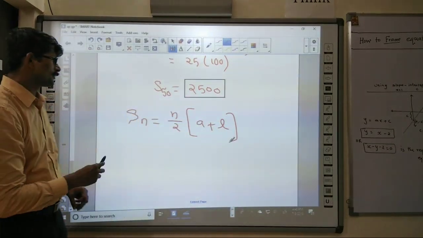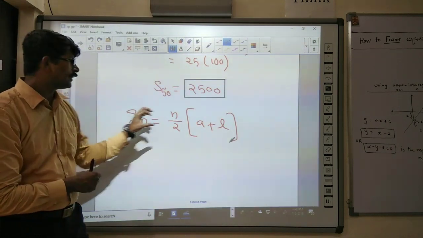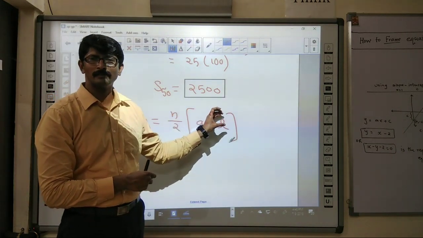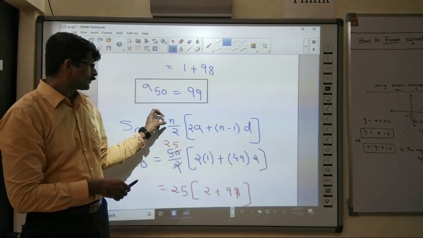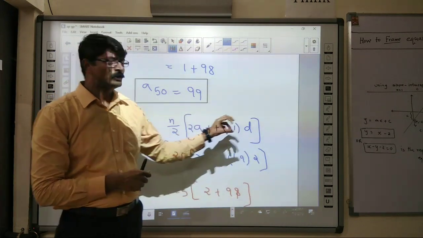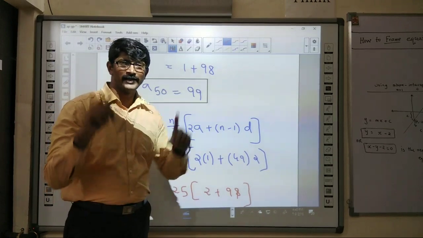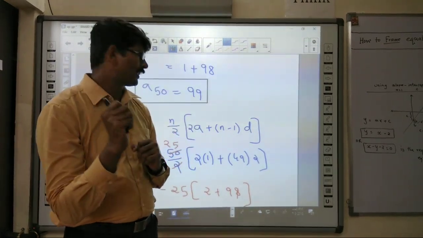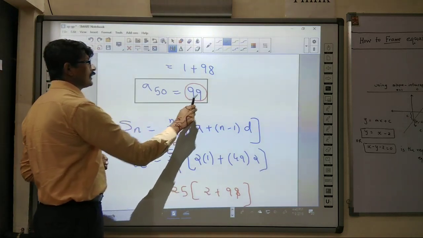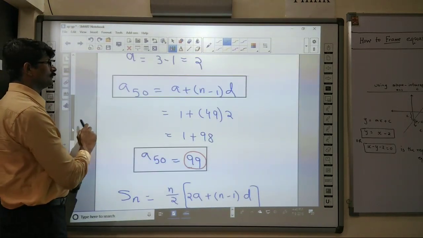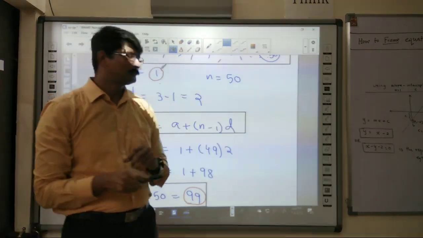I hope you have understood, students, what is the difference between these two formulas. This formula we use when we know our first term and the last term, and the above formula we use when we don't know the last term. So if you know the first term and the last term, use n by 2 in bracket a plus l. In this case, I know the 50th term, which is 99. I know the first term, which is a. So how will we find Sn?